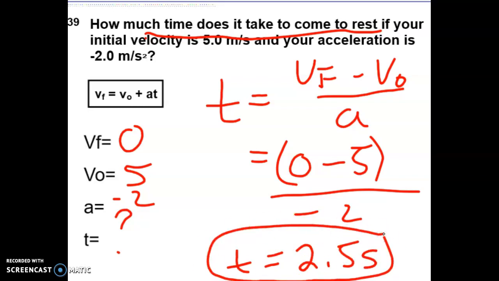It's real important to know that you can't have negative time. Time is a scalar, so it doesn't have direction. If you have negative time, that means you mixed up VF and VO.